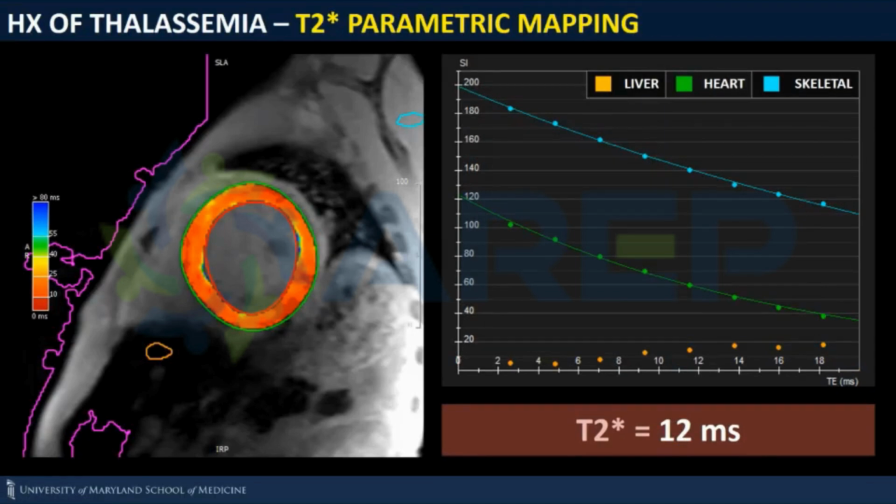Now, just to compare, this is a patient who has a history of thalassemia. And again, not only do we see a very dark liver, it looks very cirrhotic in its contour. When we look at the curves, in blue is skeletal muscle, in green is the myocardium, which is vastly decreased compared to skeletal muscle. And when we look at the liver, the curve is practically flat. So in this particular case, the myocardium had a T2 star value of 12, which suggests significant iron deposition within the heart.